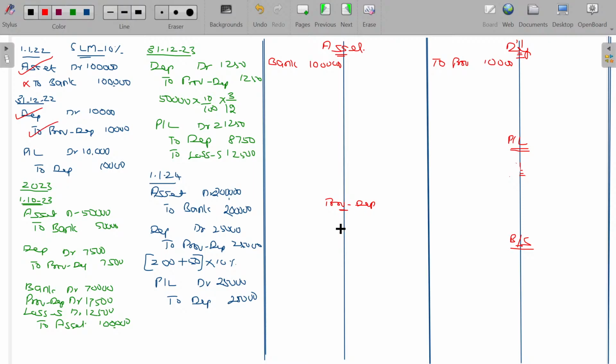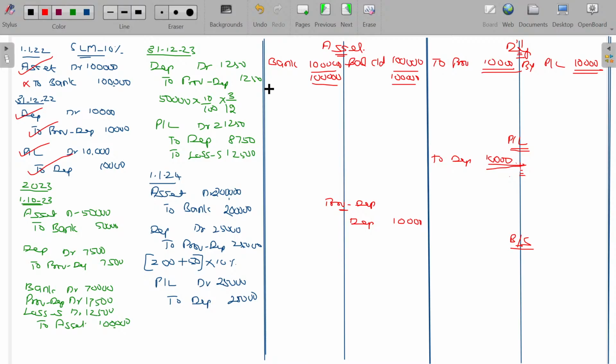In provision for depreciation, 10,000. In P&L account, depreciation 10,000. In depreciation by P&L account 10,000. After this, depreciation account is closed, P&L extract is closed. If I tally, the value I have in asset account is the same original value without any change. Balance carried on. That becomes the balance in the next period.